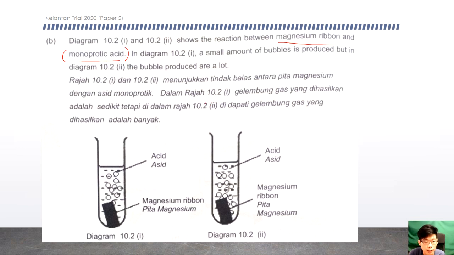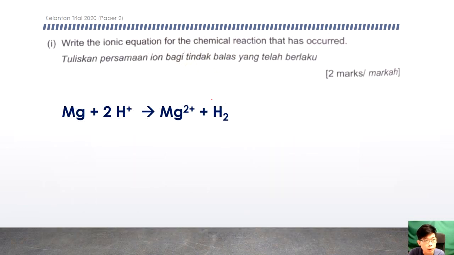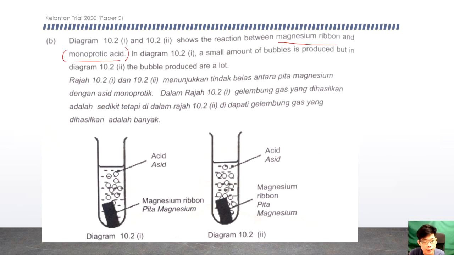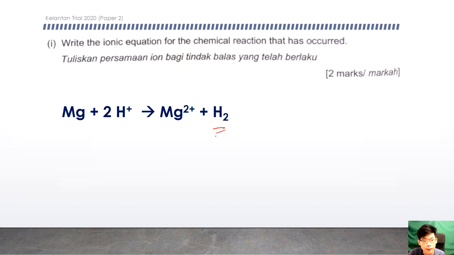So don't choose a diprotic acid such as sulfuric acid. Okay, cannot be chosen. Okay, so write the ionic equation for the reaction that occurs. So no matter what acid is used, the ions that are responsible will be hydrogen ions. So you react with the magnesium, so it forms magnesium ions and then produces hydrogen gas. So the gas produced in both reactions is hydrogen gas. So this is the ionic equation.